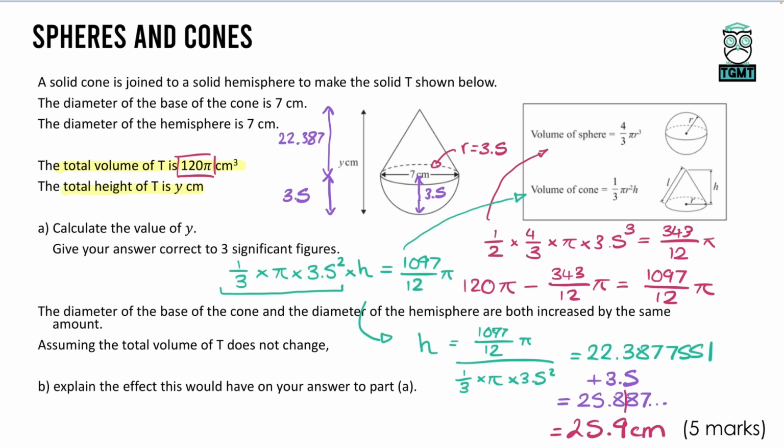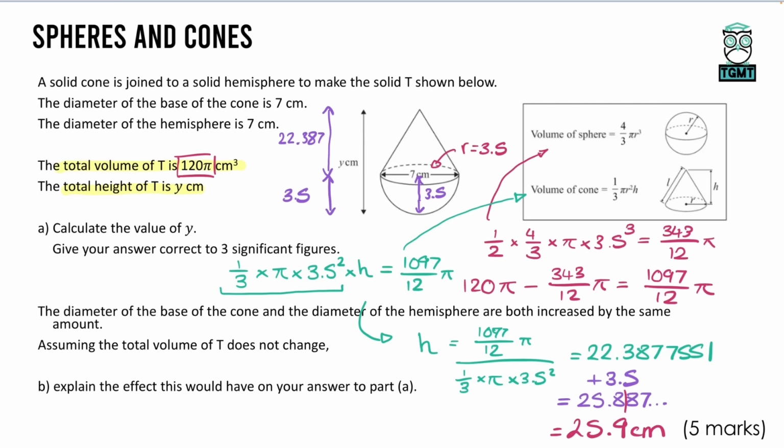So there's quite a lot of steps in these questions. They are always very different, but the really key part here is just being confident enough to use the formulas. Putting them in, finding any missing things along the way, and obviously this also involved doing one of the formulas in reverse. Now there is a part B to this, and it says the diameter of the base of the cone and the diameter of the hemisphere are both increased by the same amount. So it stays the same shape, it just gets a little wider. It says assuming the total volume does not change, explain how it would affect your answer to part A.